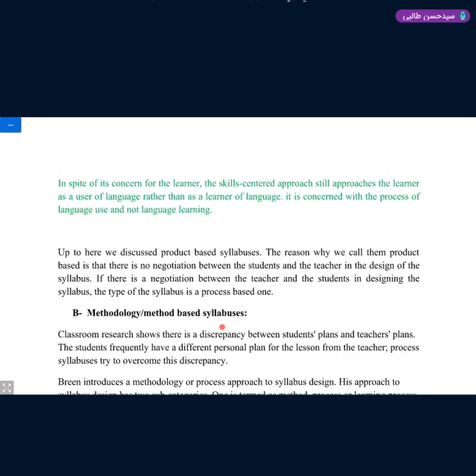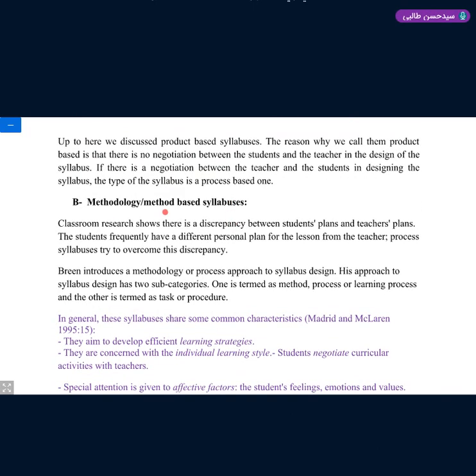So I will go to type B of syllabus type. B, methodology or method-based or process-based. Well, category B of syllabus types is methodology or method-based or process-based syllabus. It is of different kinds. For example, learning centered or task-based syllabus.